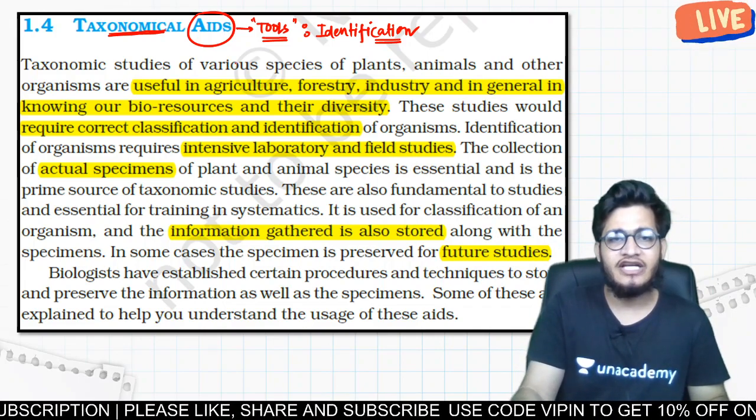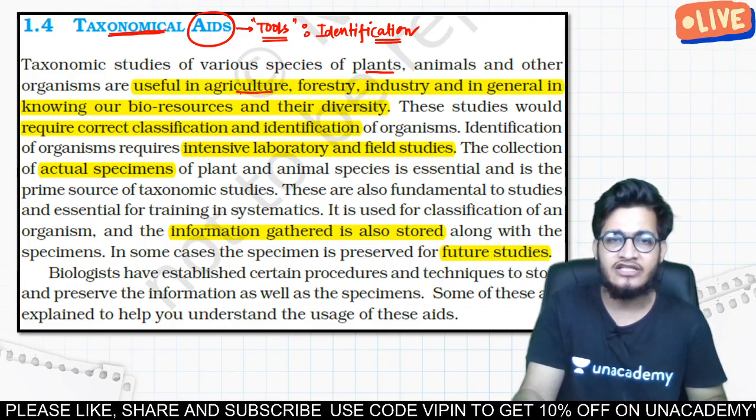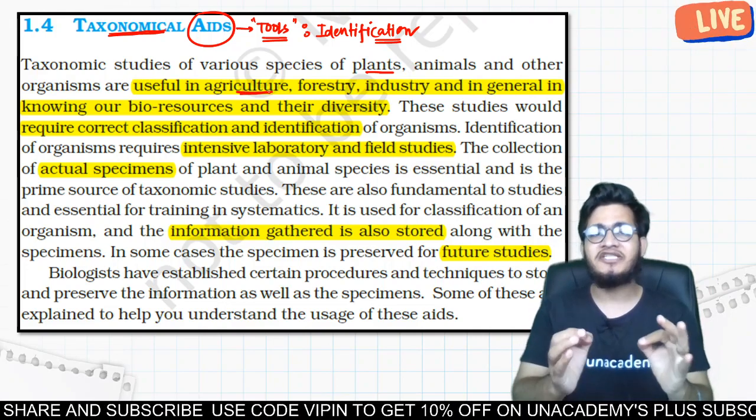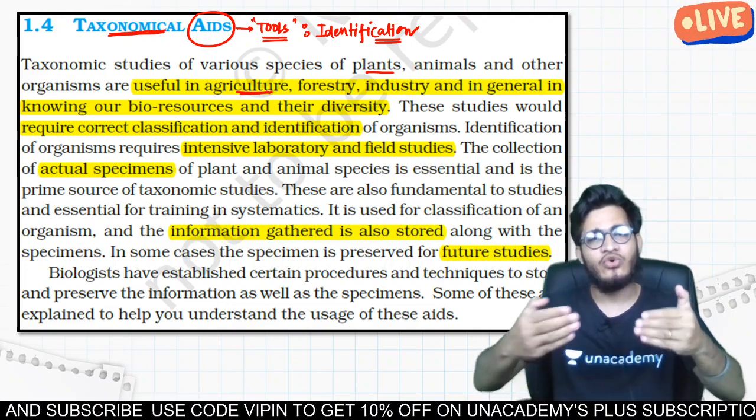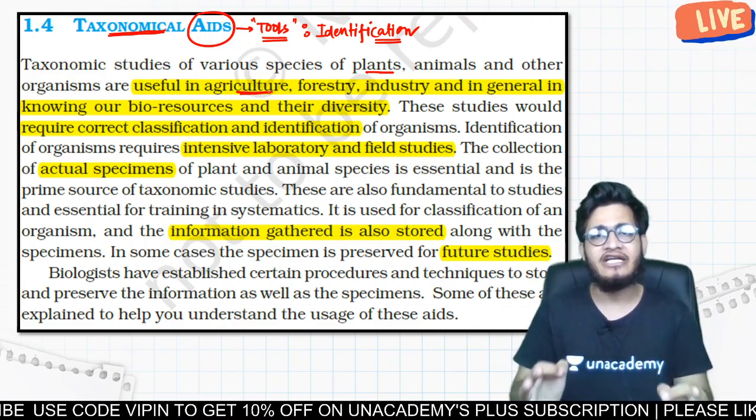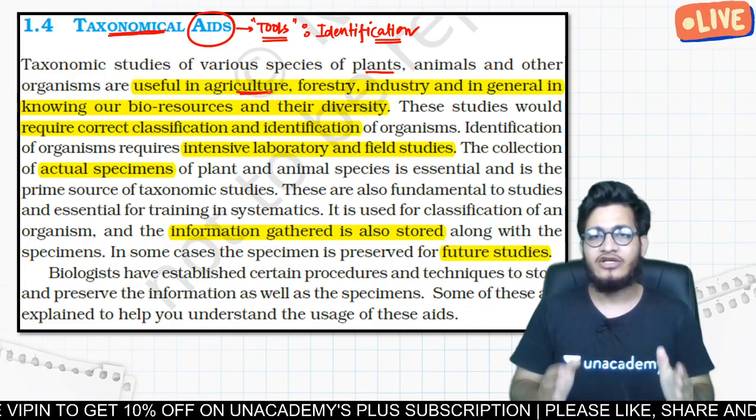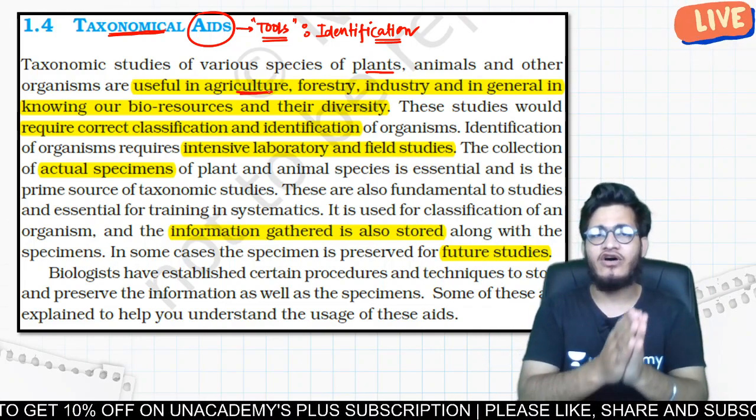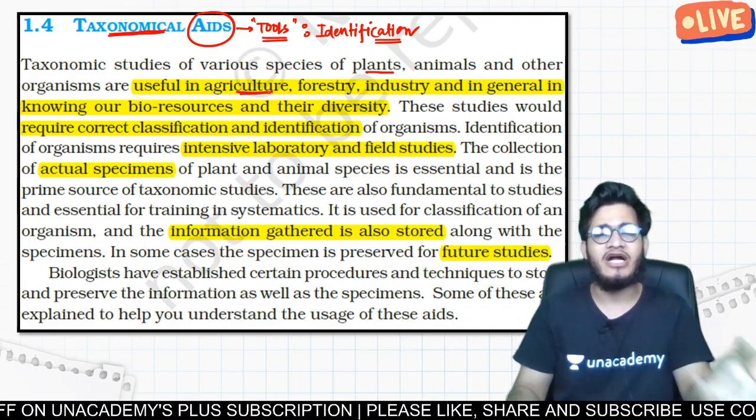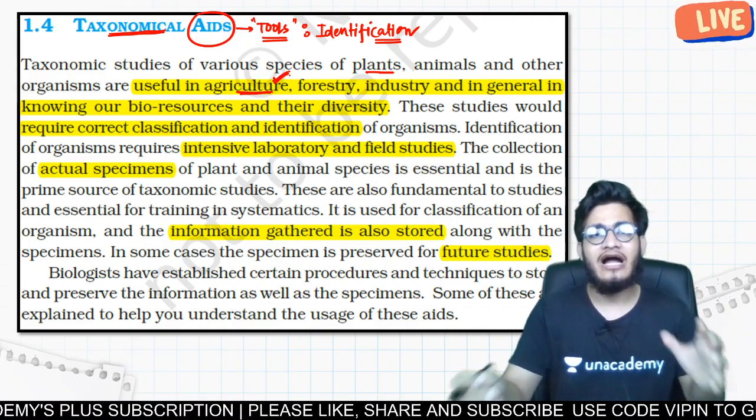So taxonomical studies of various species of plants, animals and other organisms are useful in agriculture. If you have knowledge of a variety of plants, then you can utilize them in agriculture, because you know very well what are the best crops that are going to give you the best yield and best protein content or best carbohydrate content possible. So in agriculture you can utilize your knowledge of taxonomy, that this particular plant has this chemical in it, so you can use that particular thing in an applied manner.